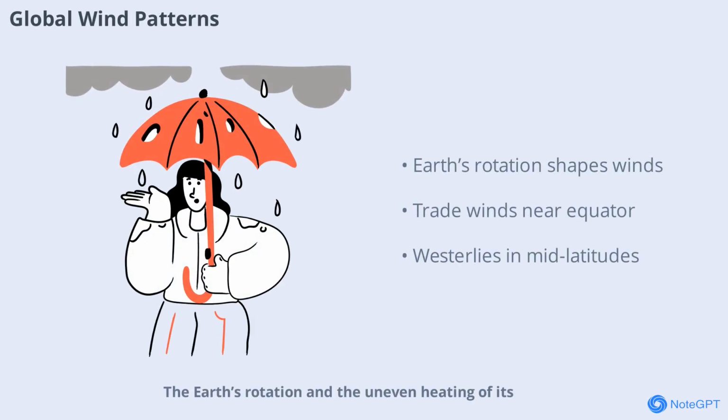Earth's rotation and the uneven heating of its surface create large-scale wind patterns known as global winds. These include the trade winds, westerlies, and polar easterlies. Each of these winds has a distinct direction and plays a vital role in distributing heat and moisture around the planet. The trade winds, for instance, blow from east to west near the equator, while the westerlies move from west to east in the mid-latitudes. Understanding these patterns is essential for predicting weather and climate.